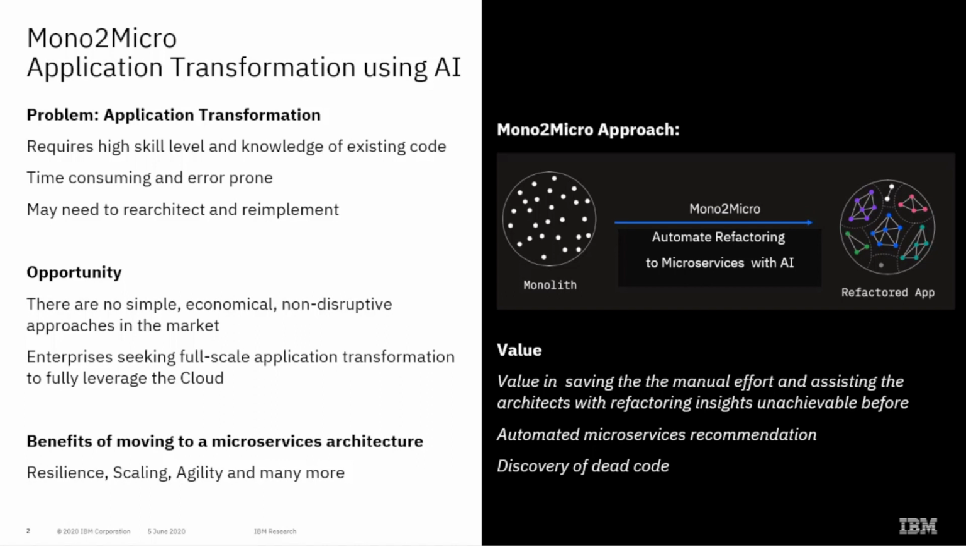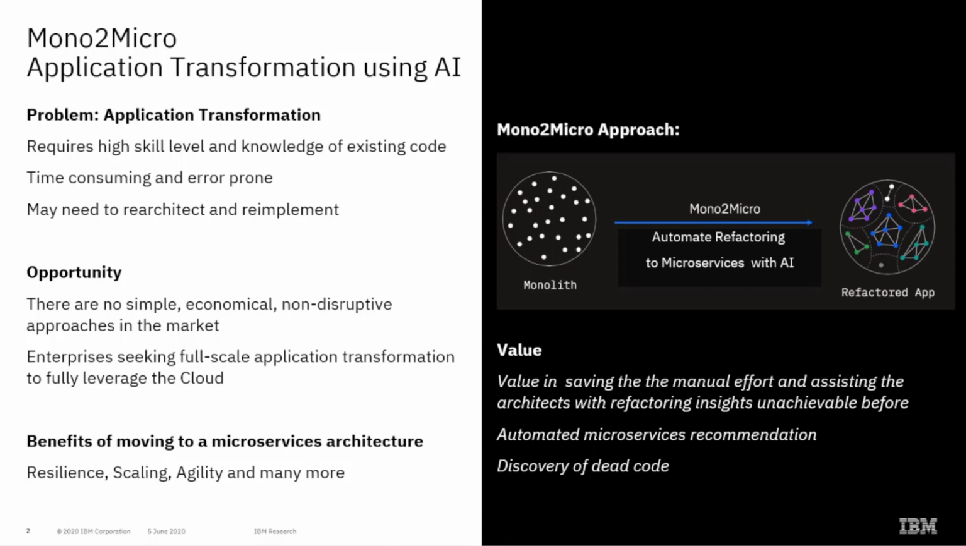So Mono2Micro is a capability that helps you transform your monolith Java application into microservices using AI. Typically this has, up till now, been a very hard problem to solve. It has required a high level of skills and knowledge of the existing application. It's a very time-consuming and error-prone process, and many of our customers land up re-architecting and re-implementing their existing application to reap the benefits of microservices. So in a sense, there is no simple, economical, non-disruptive approach in the market, and Mono2Micro is that exact approach.